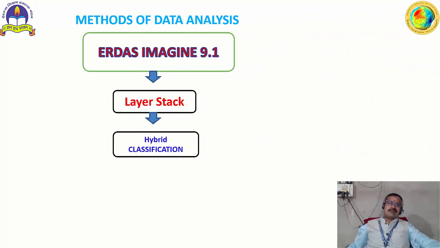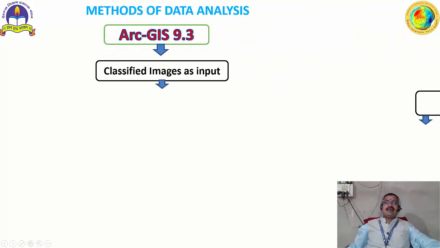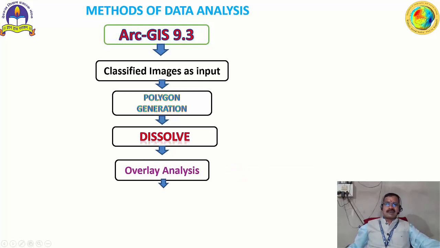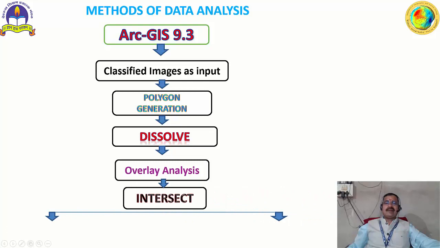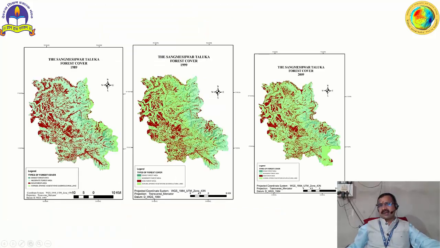This is the work carried out in the year 2015. At that time, ERDAS Imagine 9.1 was used and hybrid classification technique was applied, and the data set was taken for the period of 1989, 1999 and 2009. Then classified images were converted to polygons, dissolve and overlay analysis techniques were applied, and later on those data sets were exported to Excel. You may find here that these images are representing the classified images for the year 1989, 1999 and 2009.